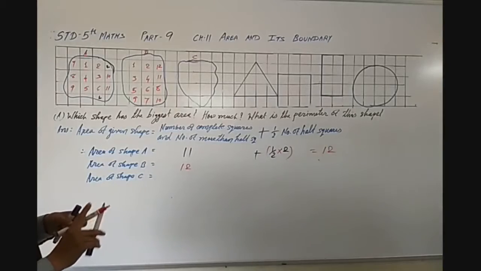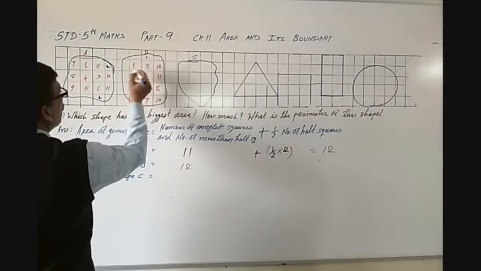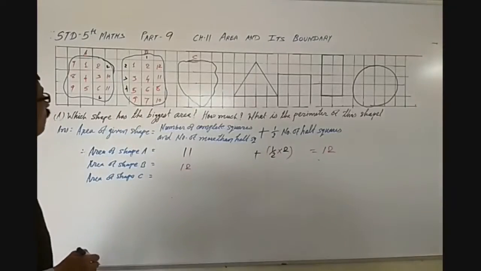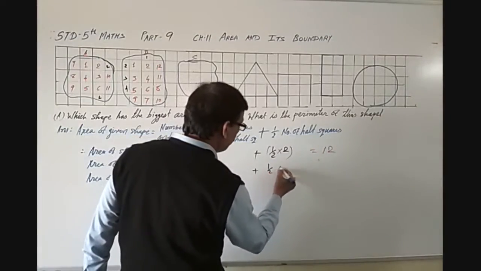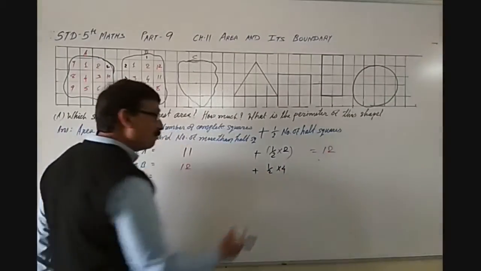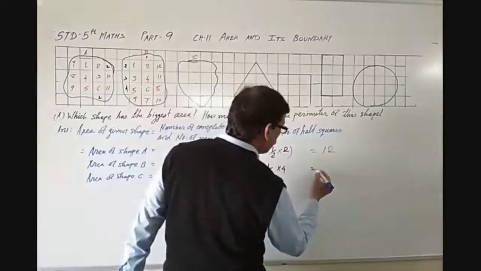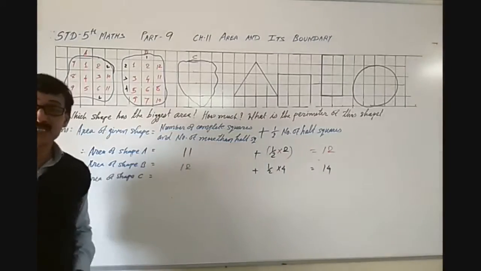Now let's find out the half squares. Suppose this is 1, 2, 3, and 4. 4 squares which are half squares. So 1/2 multiplied by 4 is 2. 2 plus 12 is 14. So here I should write 14. So the area of shape B is 14.